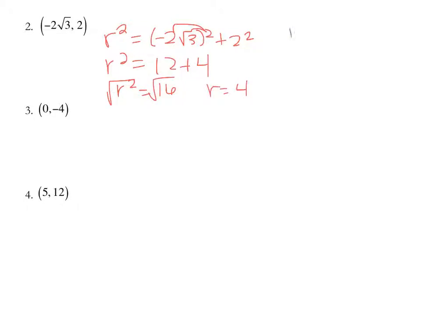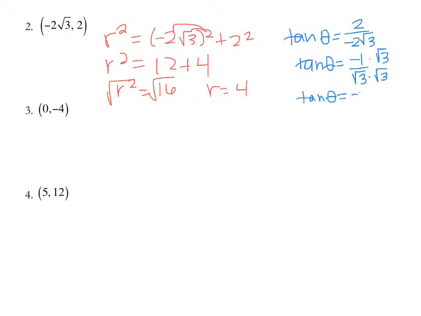And then to find theta, we're going to use tangent. Tangent of theta is equal to, watch your order here, it has to be y over x. So we get 2 over negative radical 3, which tells me tangent theta is equal to, if I simplify, negative 1 over radical 3. And you do have to rationalize to be able to see this on the plate, so you can't leave your answer like that. Tangent of theta is equal to negative radical 3 over 3.